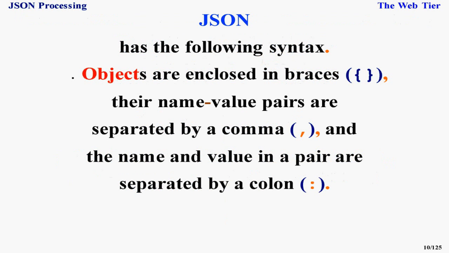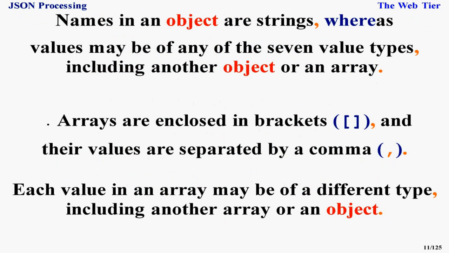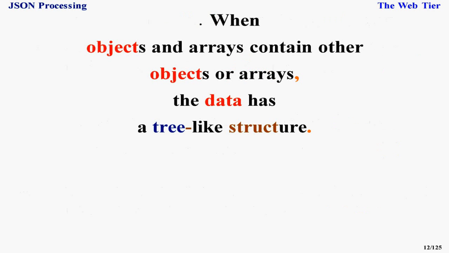JSON has the following syntax. Objects are enclosed in braces. Their name-value pairs are separated by a comma, and the name and value in a pair are separated by a colon. Names in an object are strings, whereas values may be of any of the 7 value types, including another object or an array. Arrays are enclosed in brackets and their values are separated by a comma. Each value in an array may be of a different type, including another array or an object. When objects and arrays contain other objects or arrays, the data has a tree-like structure.